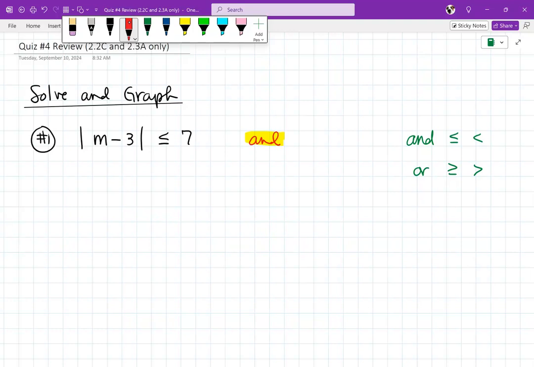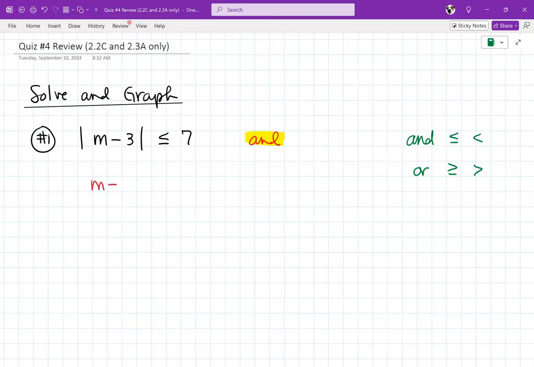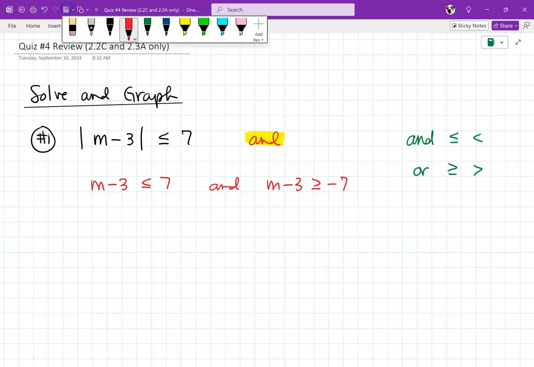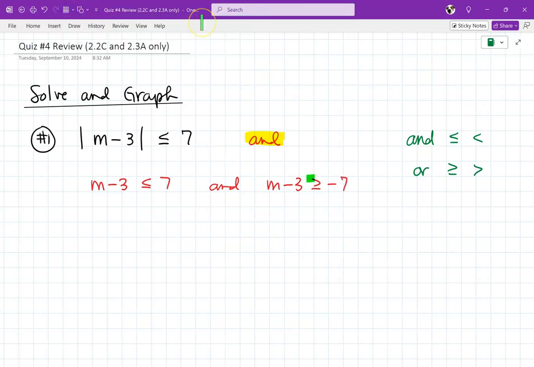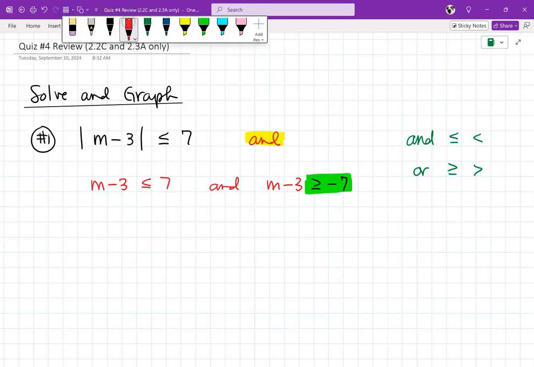So we're going to have to break this up into 2 parts. Okay? So m minus 3 is less than or equal to 7. And m minus 3 is greater than or equal to negative 7. Remember the difference is right here. I'm just highlighting it again to show you that's what changed on the second writing. So now we just have to solve.